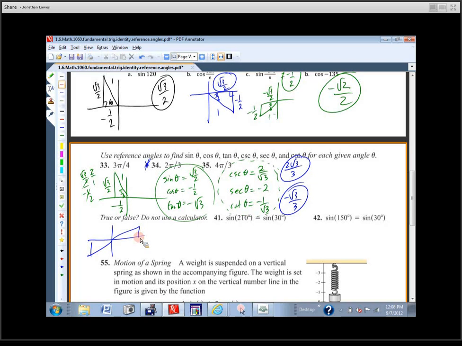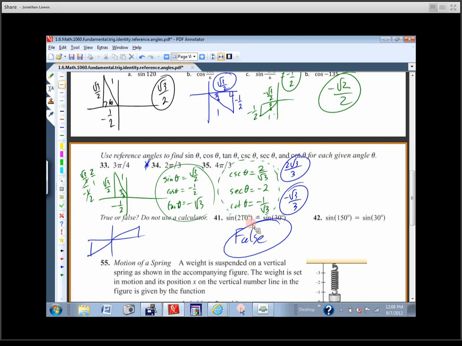Okay? So the question is, is the sine of 210 the same as the sine of 30 degrees? True or false? And can you explain why? False. Okay, the answer here is false. Does somebody want to tell us why this is false?